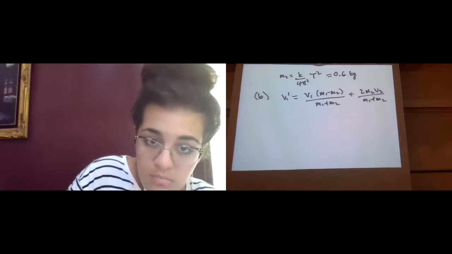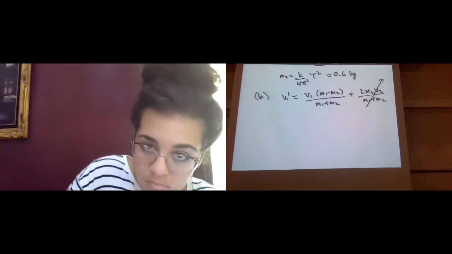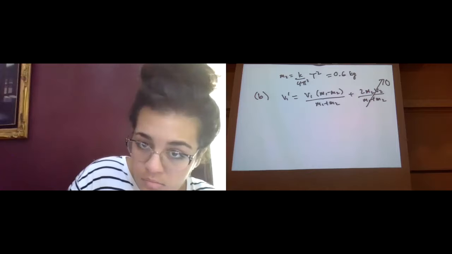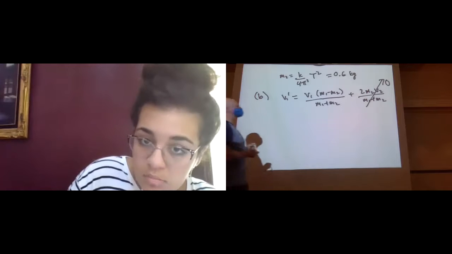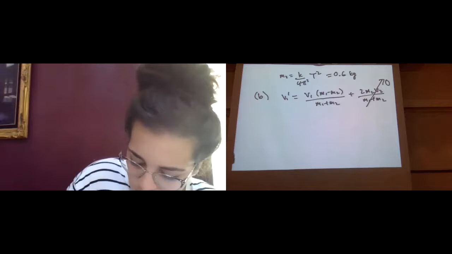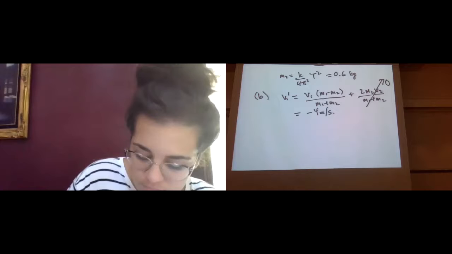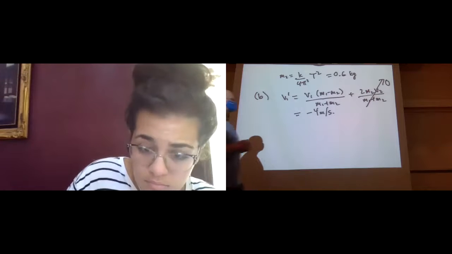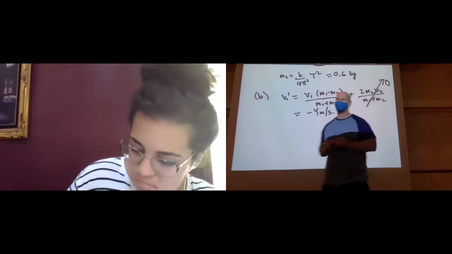Now here, what we know is that V2 is initially not moving, which means this whole entire second term is gone, because V2 initial is equal to 0. We're stuck with only the first term. Plug in my numbers, and what I find in this case is negative 4 meters per second. So this is the speed at which this guy is moving after the collision.